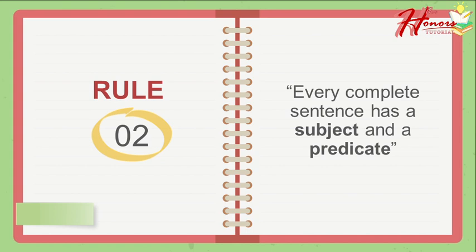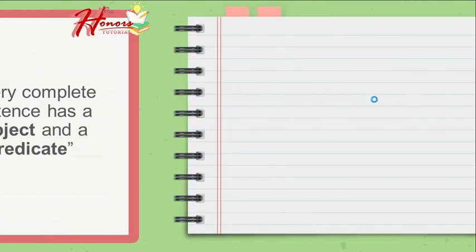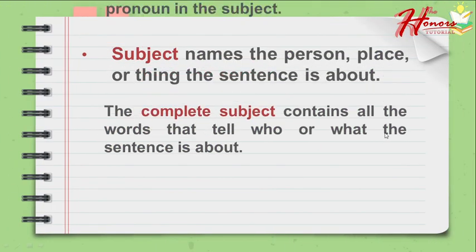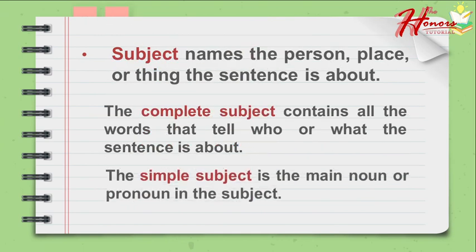When we say fragment, it is just a group of words that looks like a sentence but actually is not a complete sentence, because usually it has a missing subject or verb, or it does not express a complete thought. So another way to identify if the sentence gives a complete thought is that it should have a subject and a predicate. Now, what is the meaning of subject and predicate? Let's start first with the subject. When we say subject, it simply names the person, place, or thing the sentence is about.